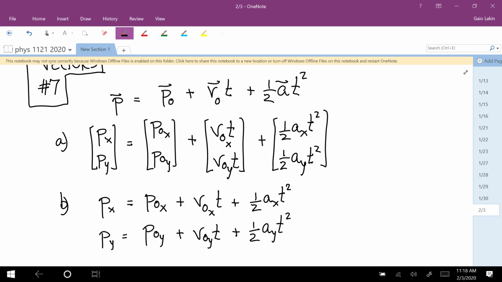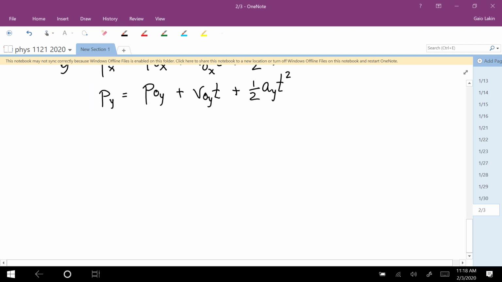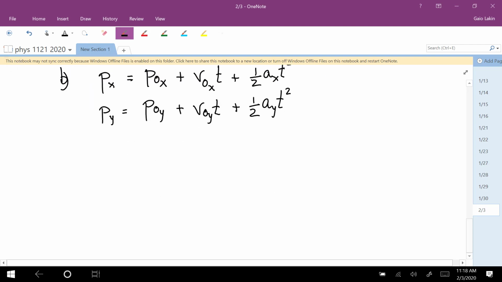Any other homework questions? Okay, so now we're going back. Two-dimensional kinematics of particles.